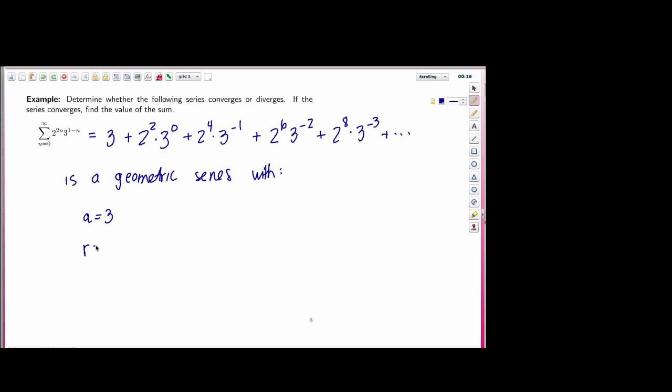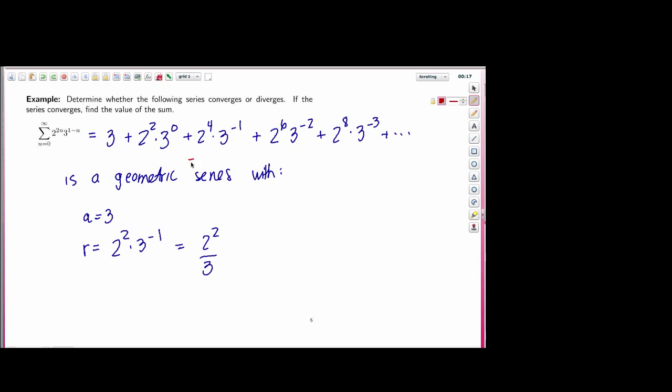The common ratio: notice that at each stage I'm multiplying by 2 squared times 3 to the minus 1, or 2 squared over 3. So at each stage I'm increasing the power of 2 by a factor of 2 and decreasing the power of 3, or increasing a 3 in the denominator. So make sure you understand that step. Write out the first line in more detail if you need to.